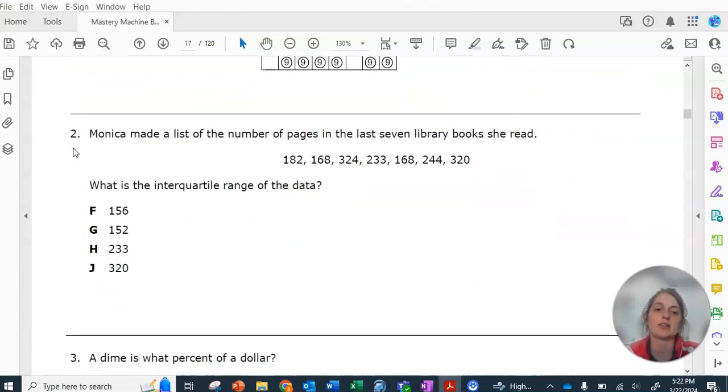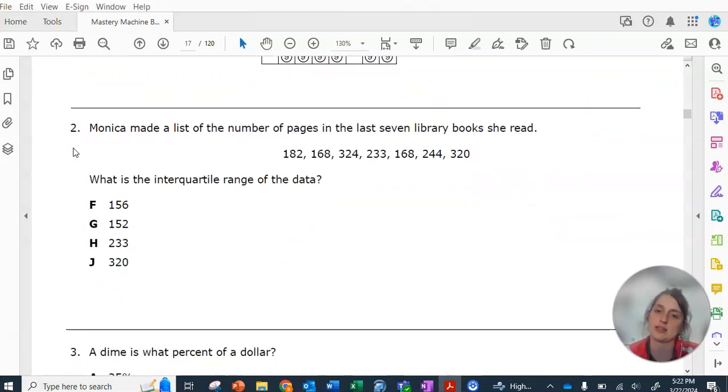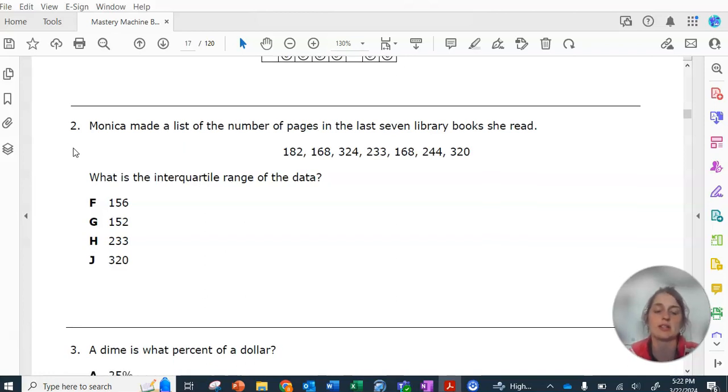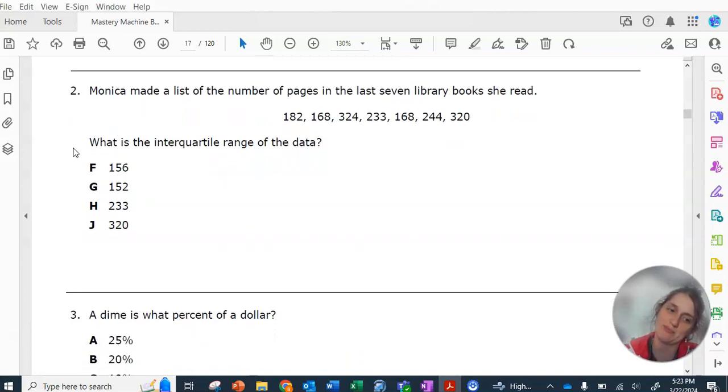Monica made a list of the number of pages in the last 7 library books that she read. What is the interquartile range? You have a flashcard that tells you every step you need to know to find interquartile range. As I say that, I'm not 100% sure that tells you every step, but the first step is to find the median, and you do have a flashcard that tells you how to do that. And so you can look at both your flashcards to solve this problem.